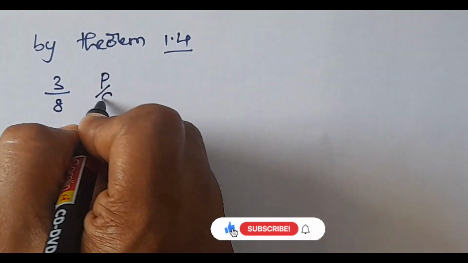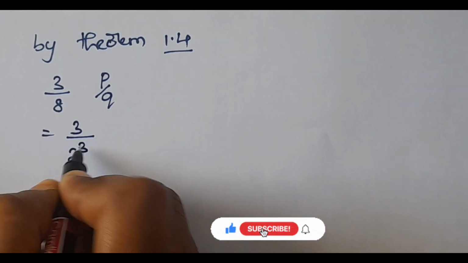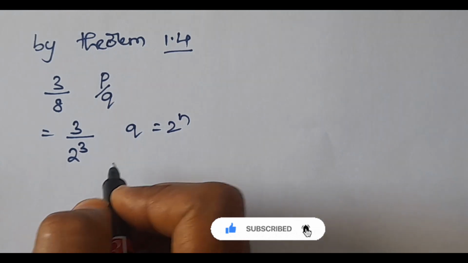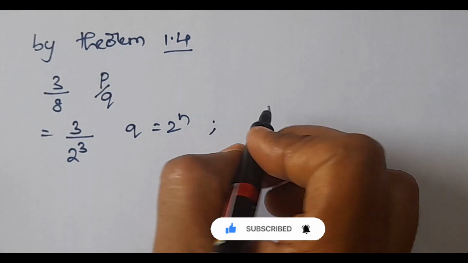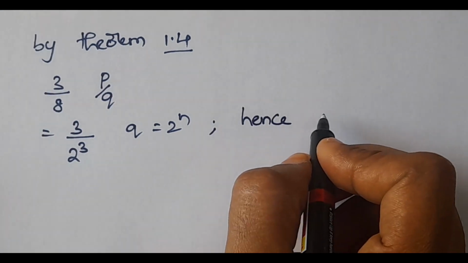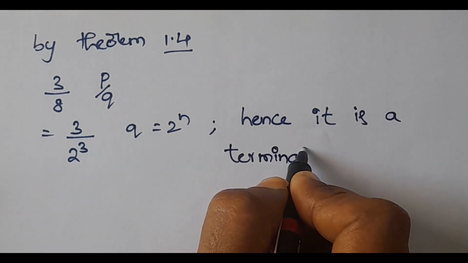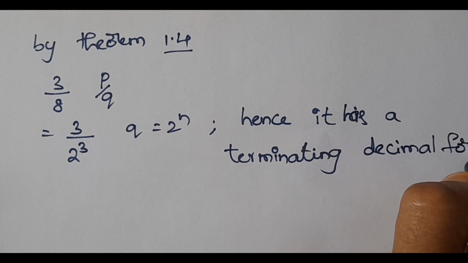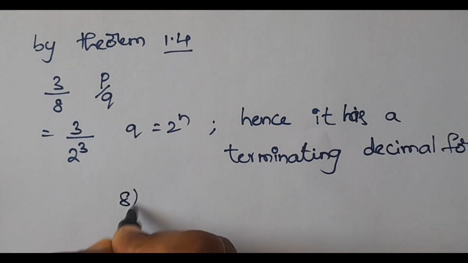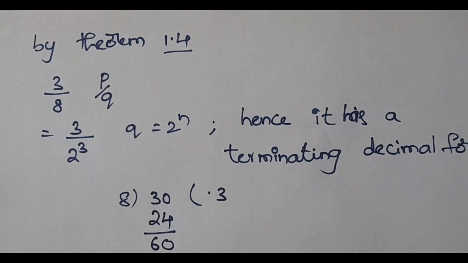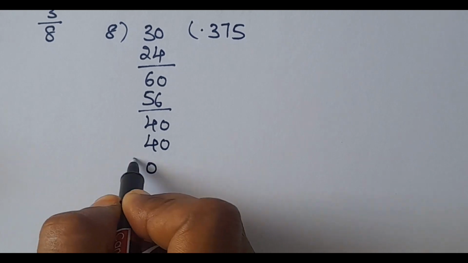We know that by theorem 1.4, let x be a rational number which is in the form of p by q, and q is of the form 2 power n or 5 power m or both, 2 power n into 5 power m. Then x has a terminating decimal expansion. Hence 3/8 has a terminating decimal expansion by theorem 1.4. Why? Because q is in the form of 2 power n.